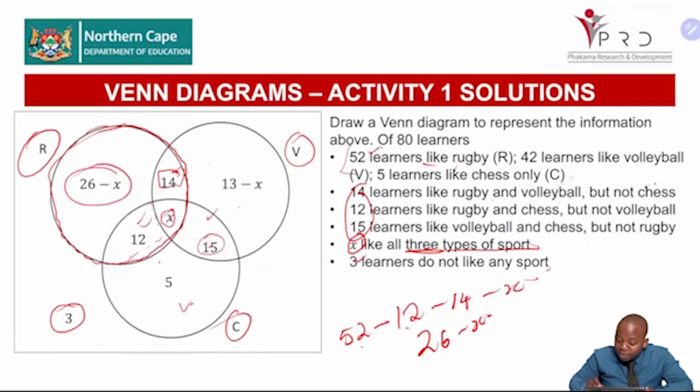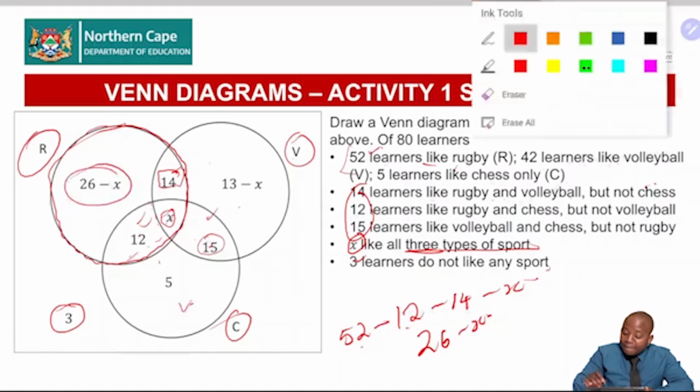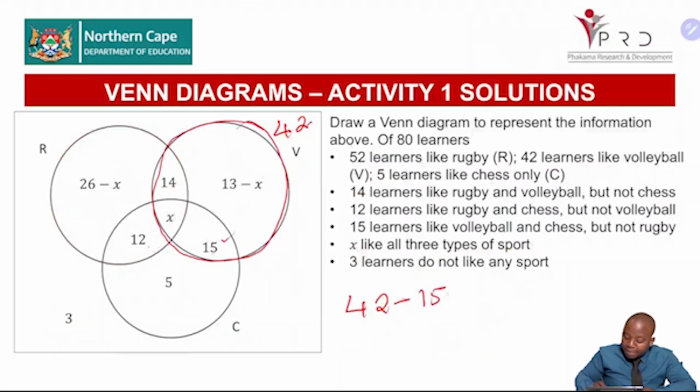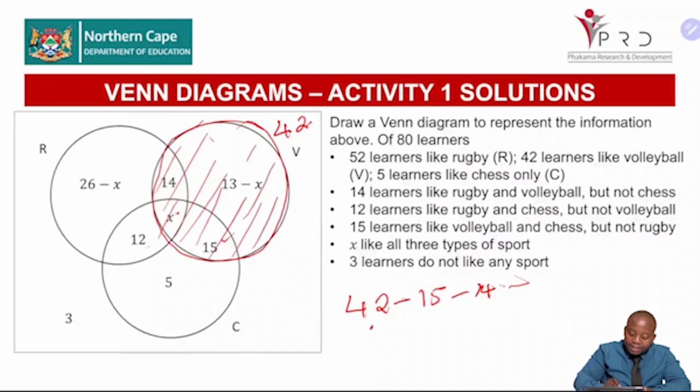We are told that 42 learners like volleyball. So the total for the volleyball, all of this side, can see the total for volleyball, it is how much? It is 42. So we are going to say 42 minus 15 minus 14, right? So we're going to get the answer is minus X, because the X also is there, part of the V there. So you can see it's everything that I can shade nicely there, right? Then it's going to be minus X.